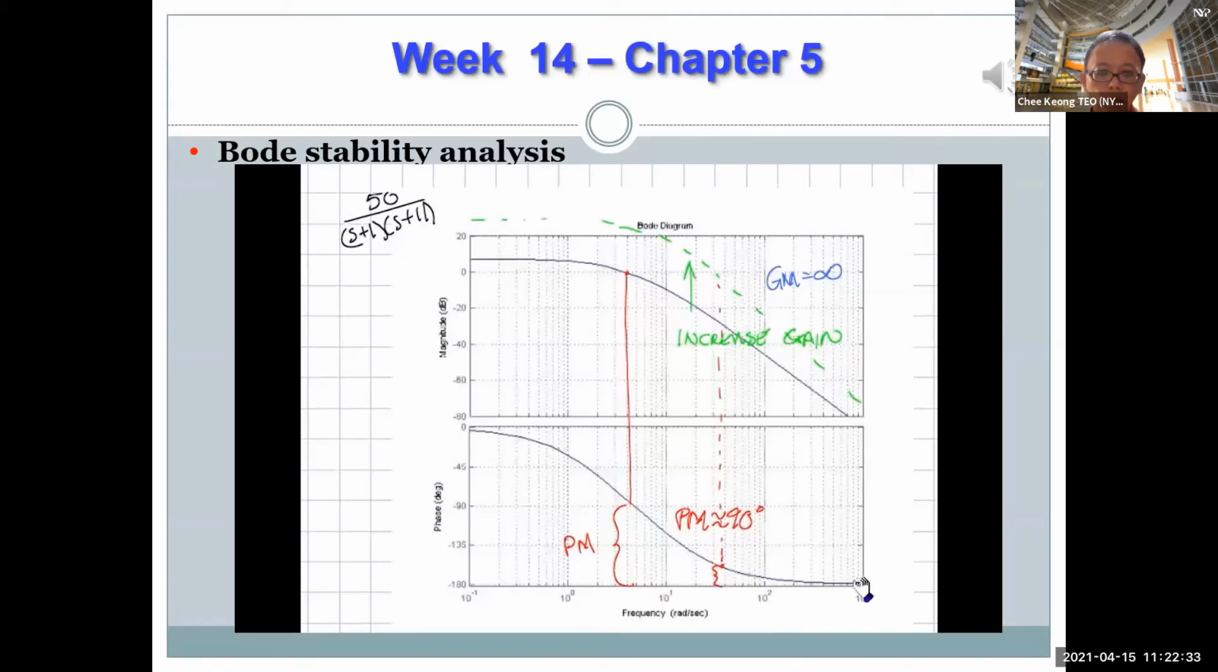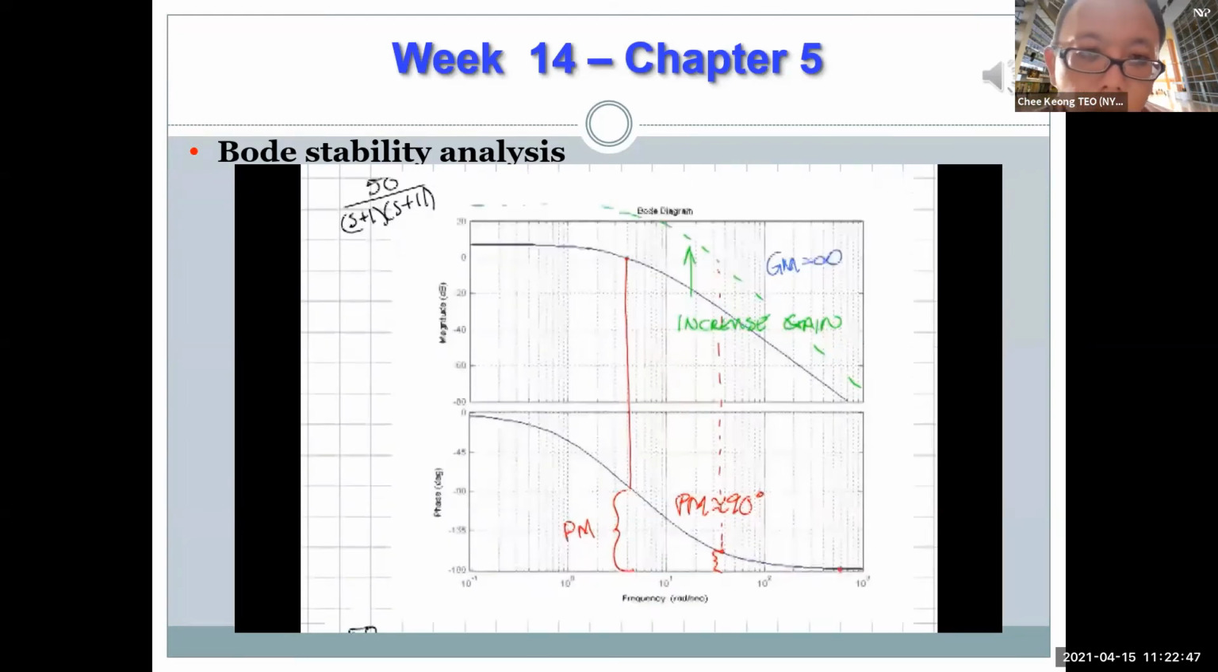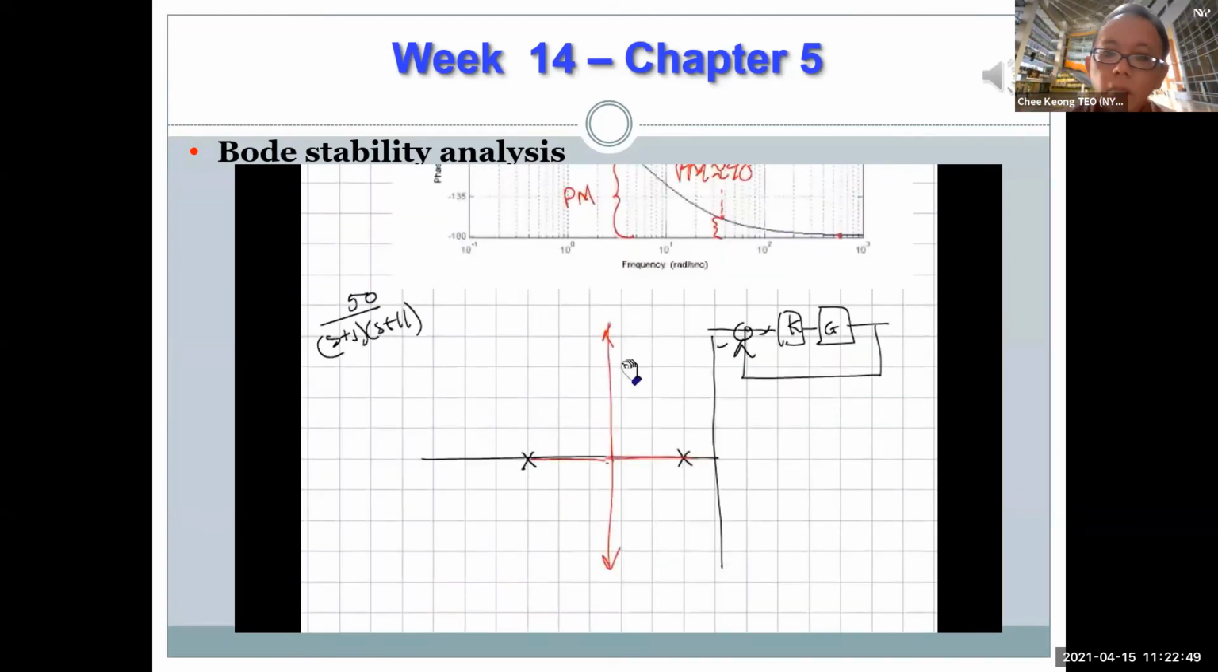And because it never crosses 180 degrees, no matter how far up I raise this curve, I will always have some infinitesimally small phase margin. So the system will always be stable no matter what the gain is. And I can see that right from the Bode plot. That corresponds to what I know from the root locus.